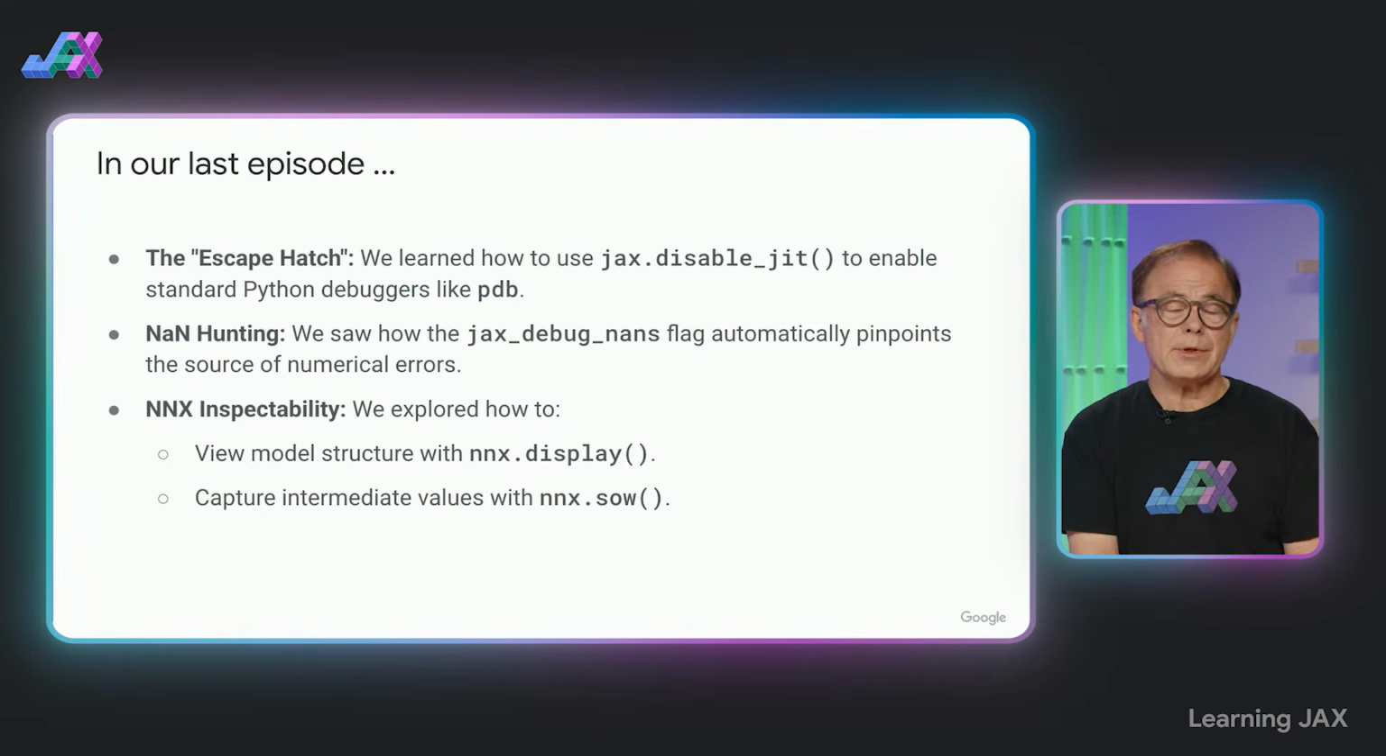In the previous episode of this three-part series on debugging, we went beyond the basics, learning how to use the jax.disable_jit escape hatch to bring in standard Python tools. We also covered how to automatically find the source of NaNs and dove deep into Flax NNX's powerful inspection capabilities, using nnx.display to understand our model's architecture and nnx.sow to capture internal activations. Now we're putting it all together.